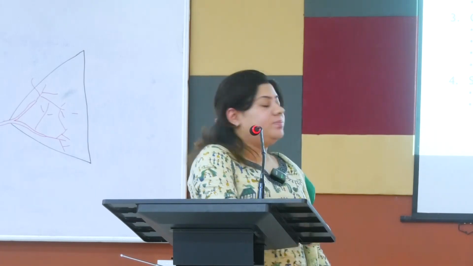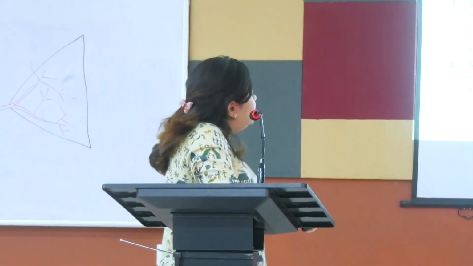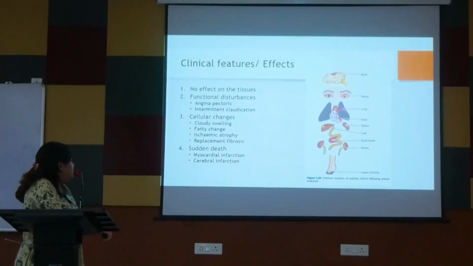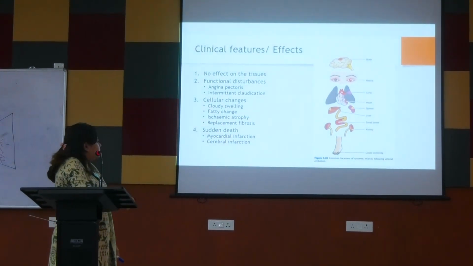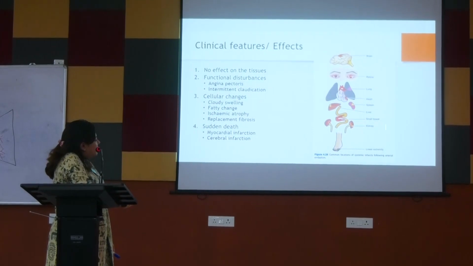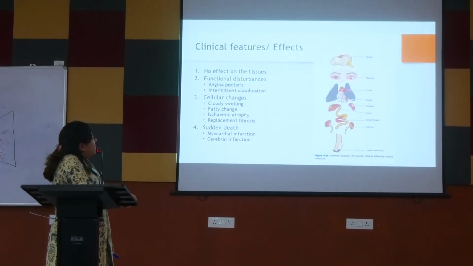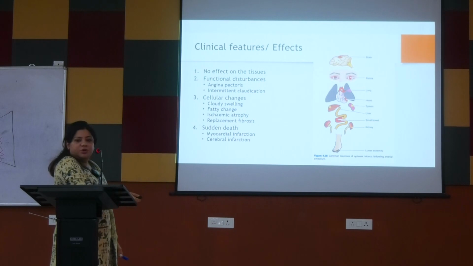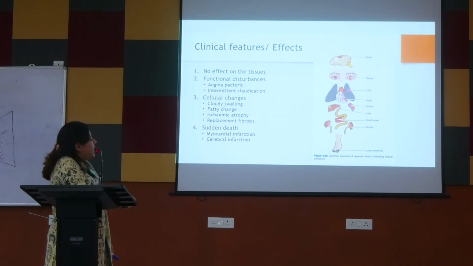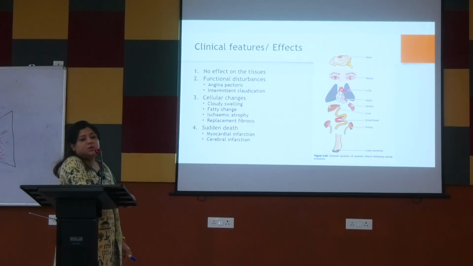Cellular changes which occur can be cloudy swelling, fatty change, ischemic atrophy, replacement fibrosis. You just have to know this. And sudden death because of myocardial infarction, cerebral infarction. Now this also, I have already said, this is just a picture. Common areas where systemic infarcts occur: brain, retina, retinal infarct, blindness; brain, stroke; lungs, pulmonary embolism, pulmonary infarct; heart, myocardial infarction; spleen, the person can also suffer from splenic infarct, liver infarct; small bowel, it is an important cause.